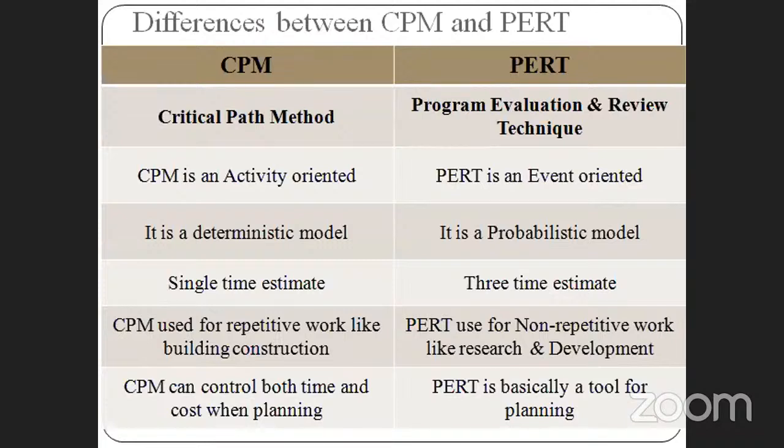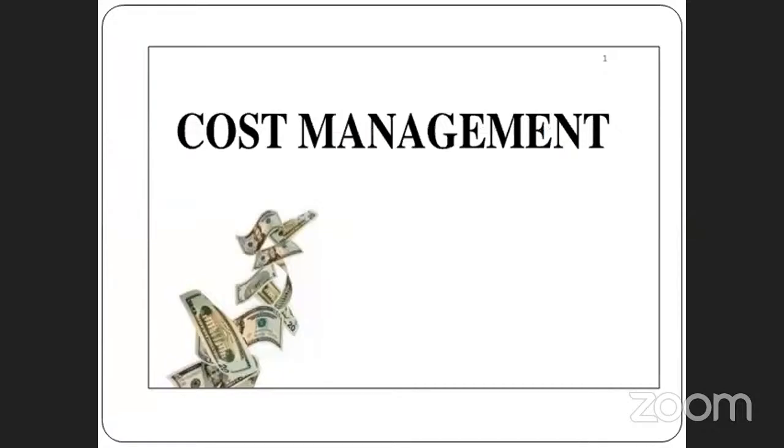CPM is used for repeated work in building construction, but PERT is not used for repetitive work. CPM can control both time and cost, but PERT is a basic tool for planning. That's why most of them select the PERT method. So I think we are completed with the first constraint, time. Next one is cost management.